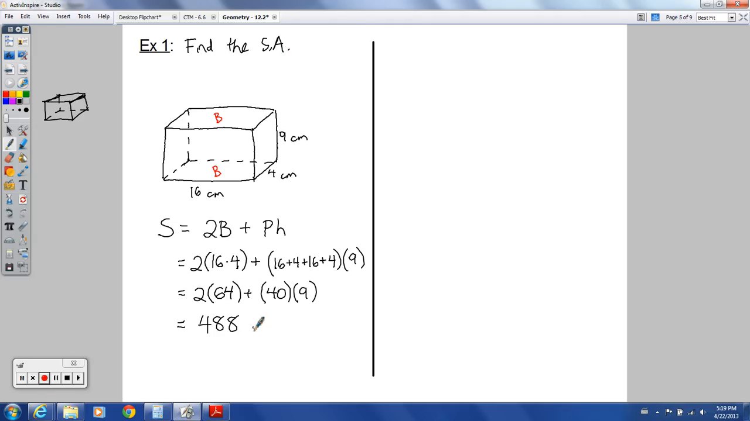Area is always in units, and we have centimeters here as our units. So centimeters in this case, centimeters times centimeters. We're multiplying centimeters times centimeters. That's centimeters squared. So we have 488 centimeters squared for the first part of example 1 here.